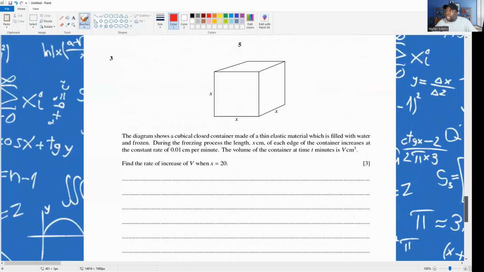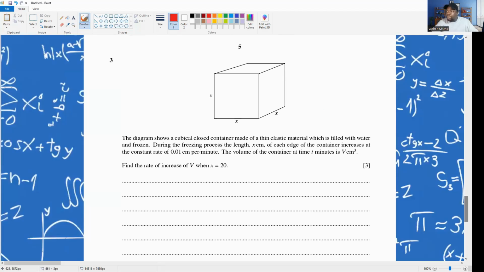On number 3, it says, the diagram shows a cubical closed container made of a thin elastic material, which is filled with water and frozen. During the freezing process, the length x centimeters of each edge of the container increases at the constant rate of 0.01 centimeters per minute. The volume of the container at time t minutes is V cubic centimeters. Find the rate of increase of V when x is 20.